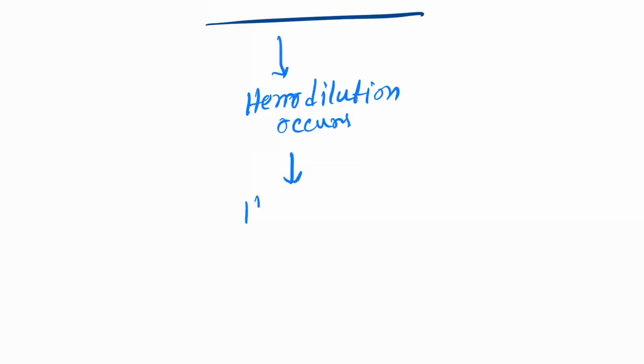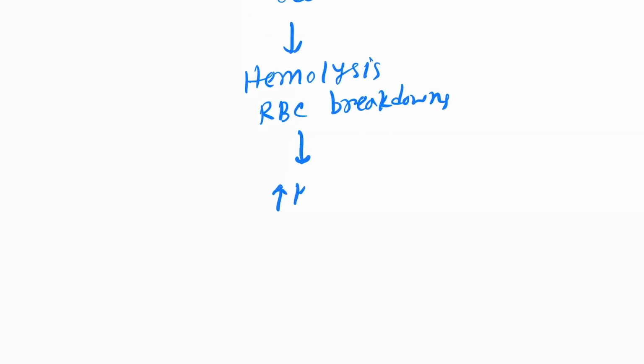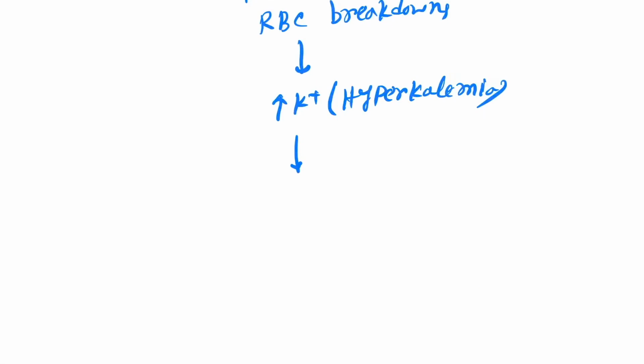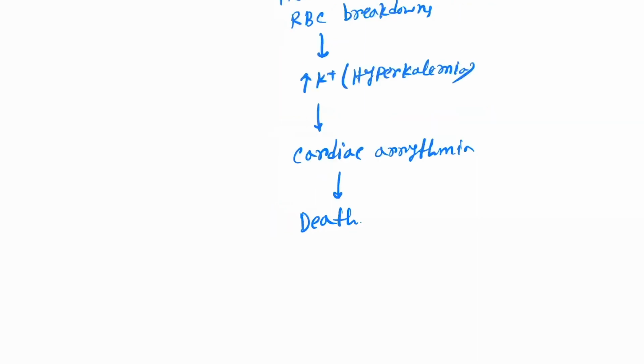As a result, hemolysis will occur, that is the RBCs break down. Okay, now it will cause an increase in the potassium level, or hyperkalemia, which will cause cardiac arrhythmia, and ultimately leads to death.